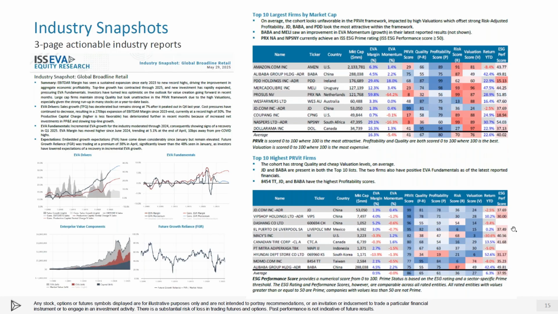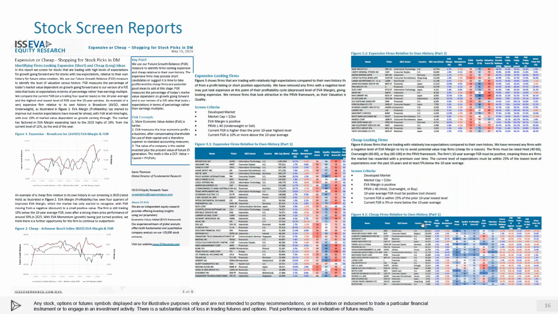The next one is what we call the stock screen report. So if you page forward, yeah, stock screen reports. This particular report was called Expensive or Cheap, shopping for stock picks in the developed markets.